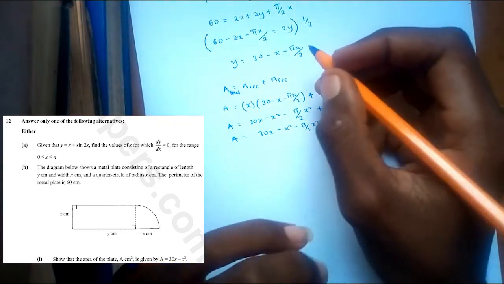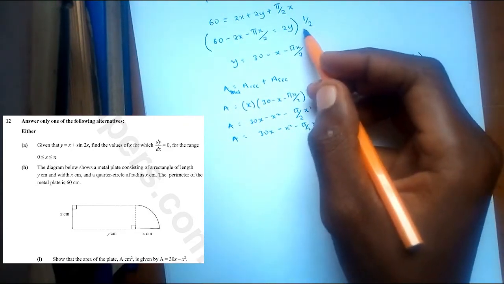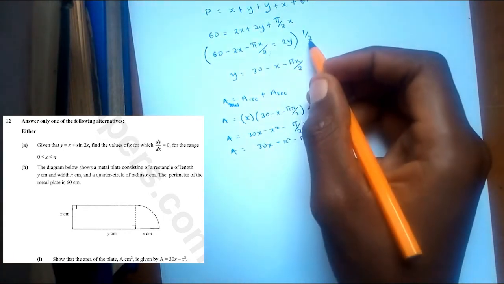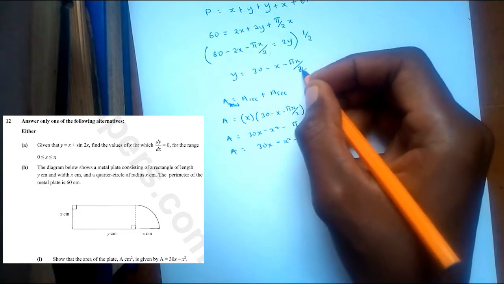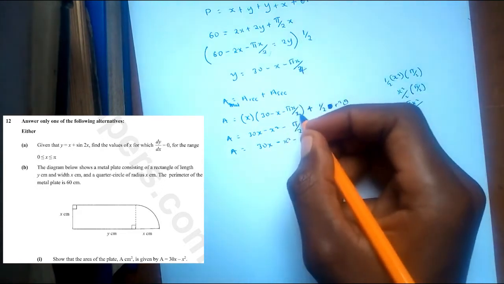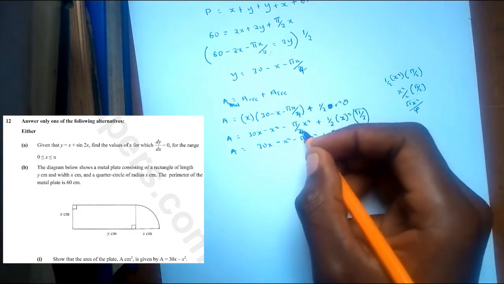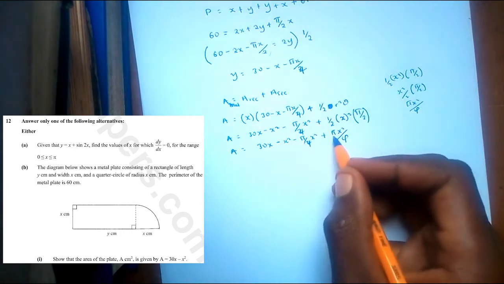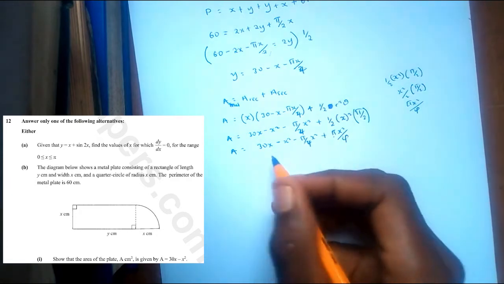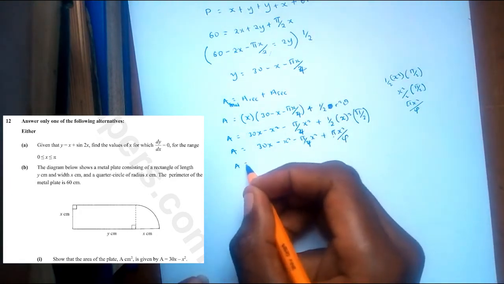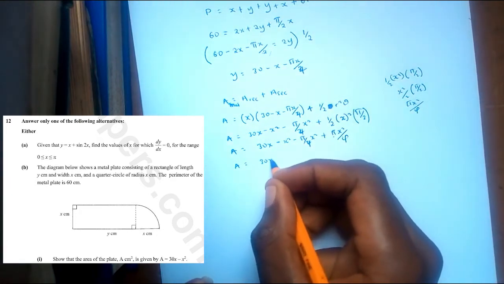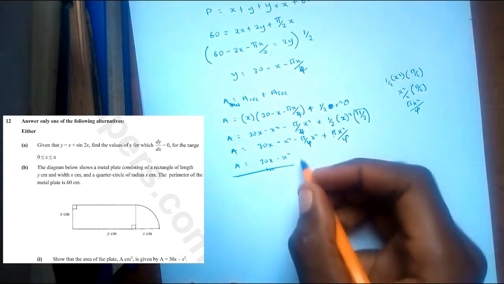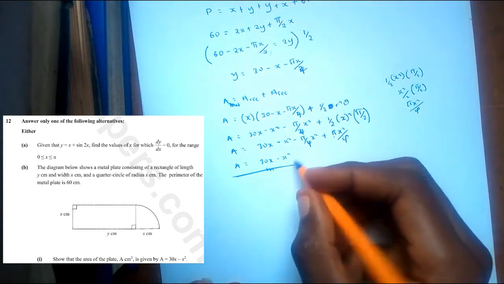Oh, sorry. When this was multiplied, this times this is supposed to be a 4, so over 4, over 4. So this one and this one subtract, that is 0. They are like terms, so that will be 0. Then area will be equal to 30x minus x squared. So hence shown.